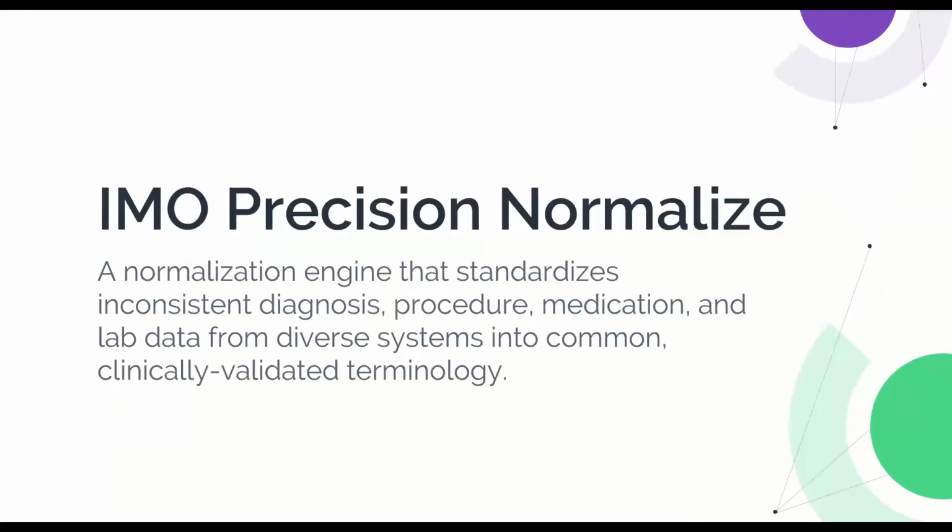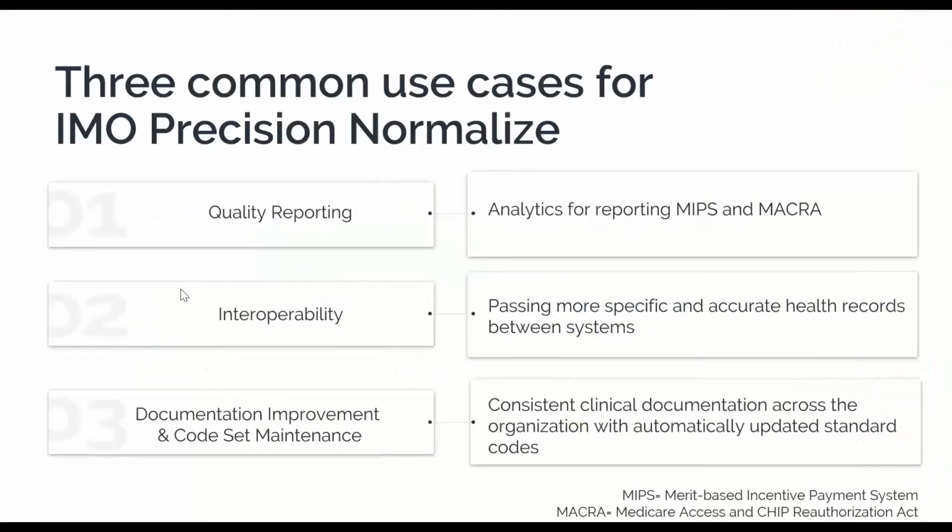So IMO's built a normalization engine that takes inconsistent, incomplete, and inaccurate data from the problem, procedure, medication, and medication domains, where lab is really part of the procedure domain, and it returns clinically validated terms and mappings. There are three common use cases we talk about for IMO Precision Normalize. First is quality reporting. With quality reporting, Normalize can match to the most specific IMO term, and with that supply all of the primary and secondary mapped codes, thus enabling more accurate analytics like those needed for MIPS and MACRA.